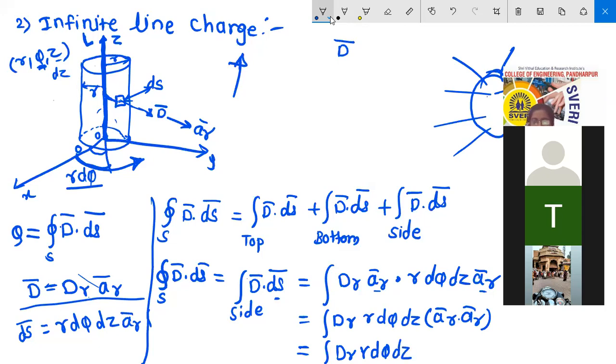Now what are the variables here? Phi and z, right? So we have to integrate with respect to phi and with respect to z. First note it down fast, then we'll see the remaining derivation.